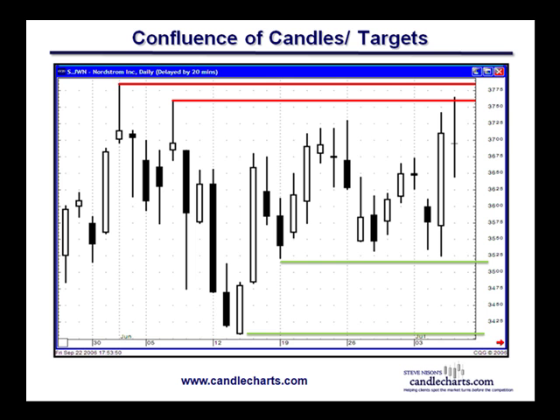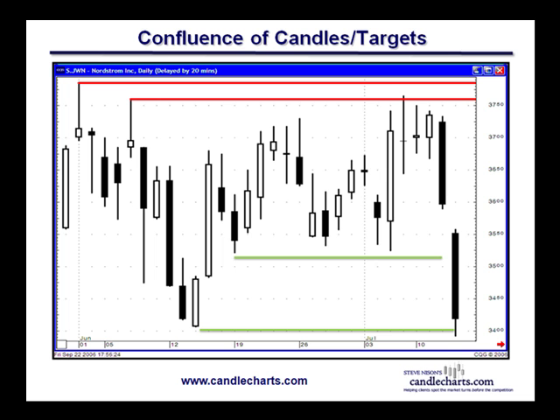You may like moving averages or whatever you're looking at. And this is what unfolded after. So it was a great short sale, and it actually hit our second target, our second support area. Now this is some candlestick signals confirming resistance.